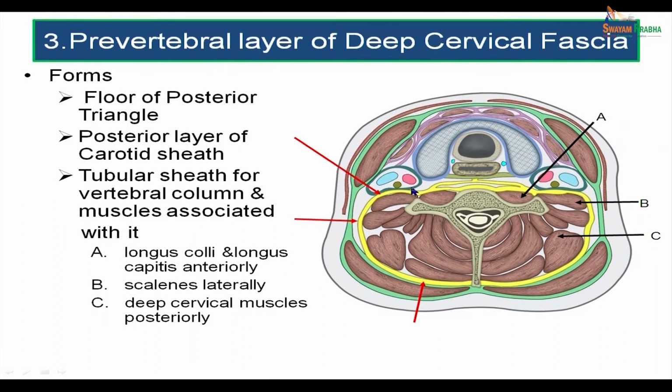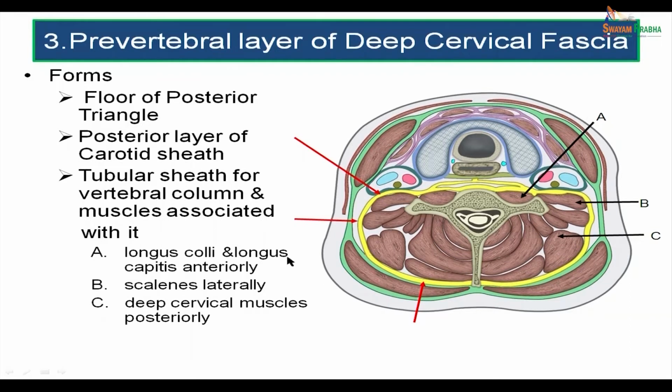Then next we appreciate this area. This is the area called the neurovascular bundle of the neck region, and covering it is the carotid sheath. Inside it are the important blood vessels of the neck. So, in the posterior aspect of this carotid sheath, again we can see a contribution from the prevertebral layer. Then it is forming a large tubular sheath for the vertebral column and the muscles associated with it.